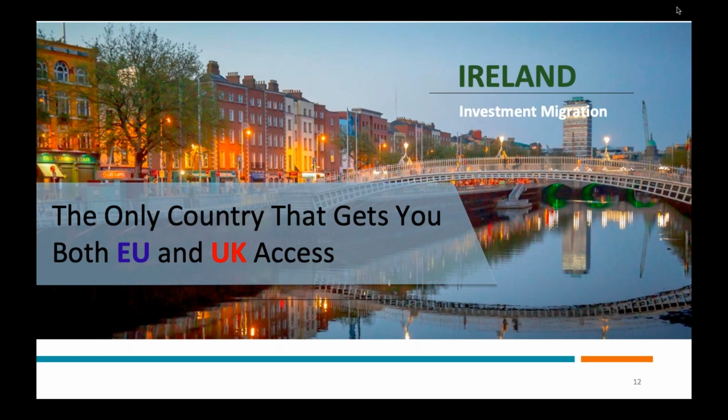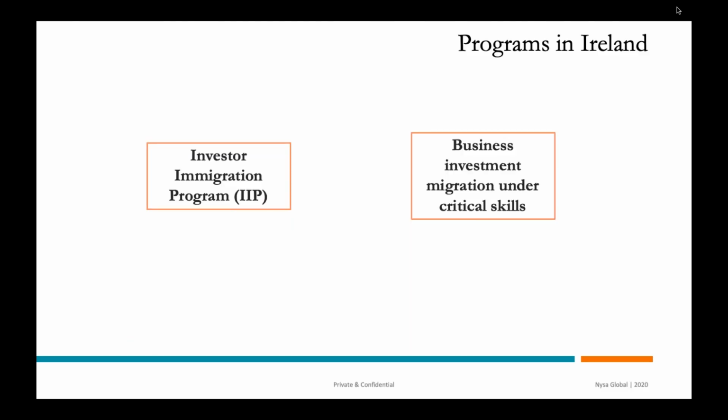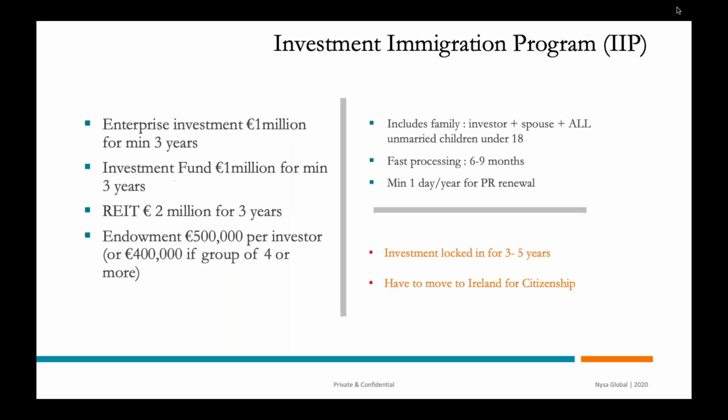It's the only country that now offers you both the UK and the EU access. There are 2 programs in Ireland that we work with, the Investor Immigration Program and the Business Investment Migration under Critical Skills. The IIP is a pure investment, third-party investment program, requires an enterprise investment or an investment fund of €1 million, or a REIT investment of €2 million, or you could do a donation for €500,000.